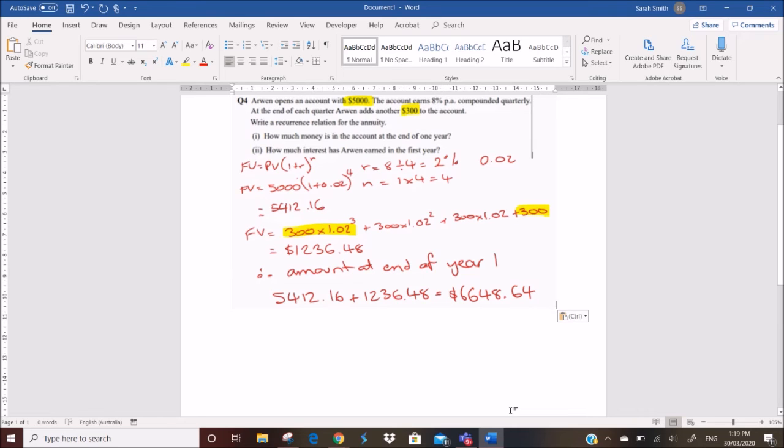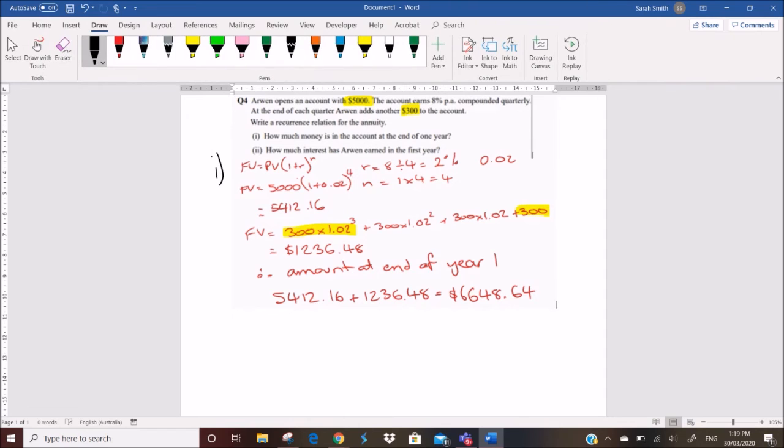Okay, for part 2, we just want to know how much interest he's earned. So this up here was part 1, and now we're looking at part 2. So in part 2, we just want interest. So the total value of his investment at the end of that first year is $6,648.64. Now you have to take away the initial amount that he deposited, and you need to take away the 300 extra, and he's made 4 payments of that.